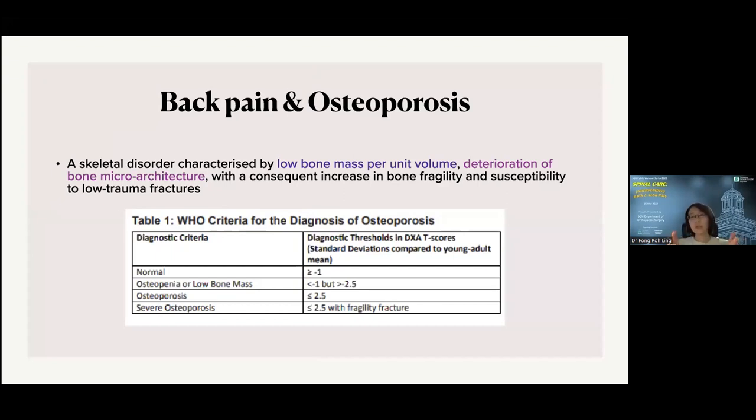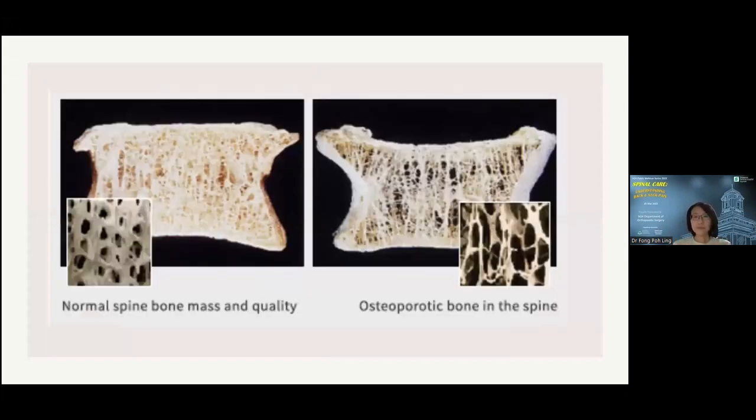We do have a diagnostic criterion, which is stated by the World Health Organization. Anybody with a bone density T-score of less than or equal to minus 2.5 has osteoporosis, and severe osteoporosis refers to those with that diagnosis plus a fragility fracture.